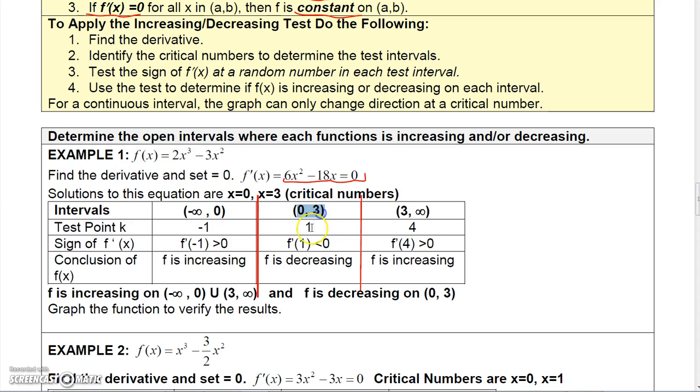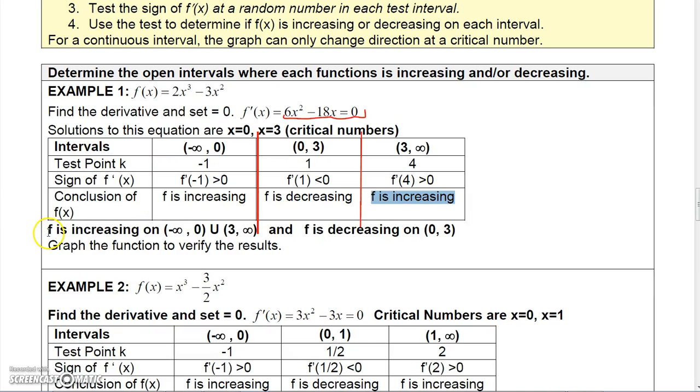In this interval, the test point is 1. If you plug 1 in, you get 6 minus 18, which is negative. So the derivative is negative, therefore f is decreasing on this interval. And then when you test this interval, you can plug 4 in, and you get 6 times 16 minus 18 times 4, and you'll check that and you'll see that that's positive. So since it's positive, the function is increasing on that interval.